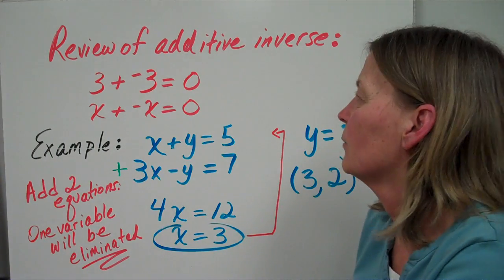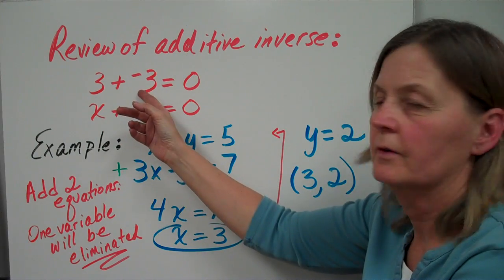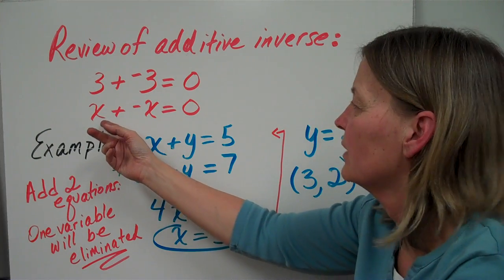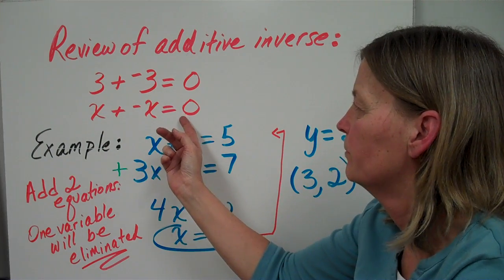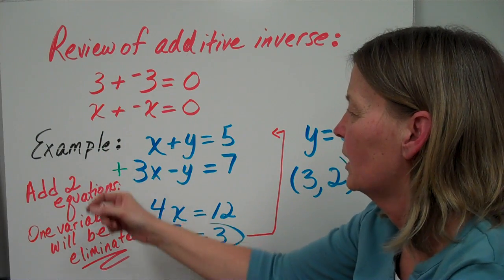Before I begin an example, I want to make sure we remember additive inverse. 3 plus negative 3 equals 0. That's an additive inverse. Just as with variables, x plus negative x equals 0. Important concept to keep in mind when we go to do this problem.